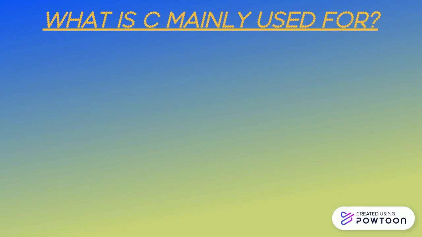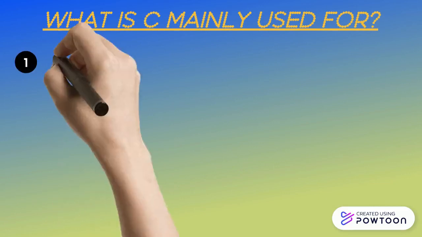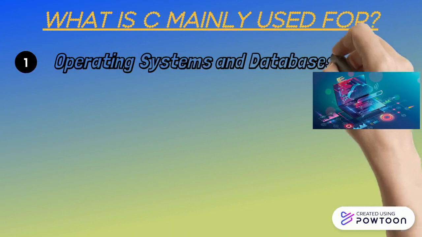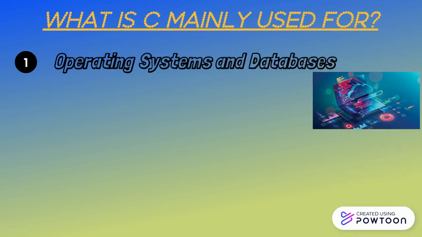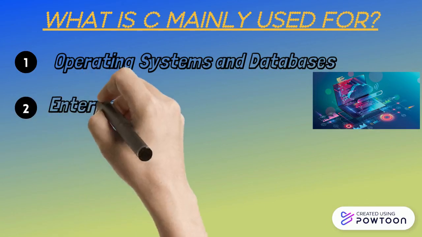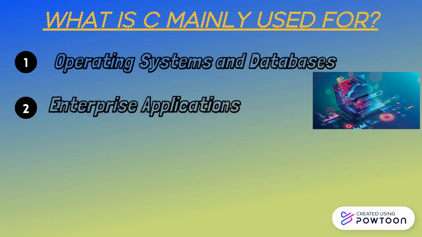C is used for multiple reasons. Firstly, it's used to make operating systems and making databases for networking uses. Secondly, it is used to build enterprise applications for businesses such as banking, applications that involve the use of network systems and VPN, virtual private networks, to secure data of consumers and the company itself.